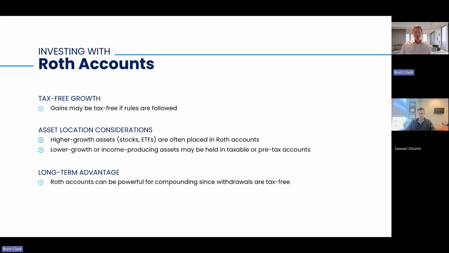So here's where the magic of compounding comes in. Imagine you invest $10,000 in a Roth account in a high growth asset. Over 30 years, that could grow up to $80,000 or more. And every penny of that is yours tax-free. Compare that to a taxable account where you'd owe capital gains taxes on the growth of that investment. Over decades, that difference can add up to tens of thousands of dollars in taxes.